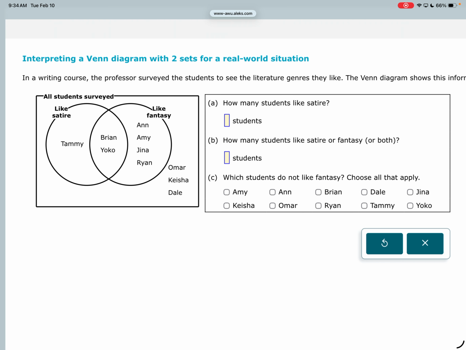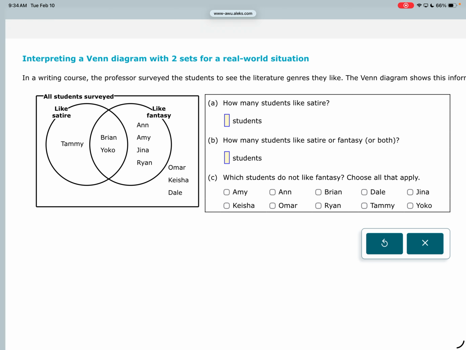So Brian and Yoko right here in the middle is the intersection. Remember the upside down U symbol that we had? That's the intersection. It means and. These are the people that like satire and fantasy. And then the or is the U symbol, the union, and that means or, and you combine them. So it's anything in any circles, basically everything inside the circles. The and is what they share, and the or brings them together, okay?